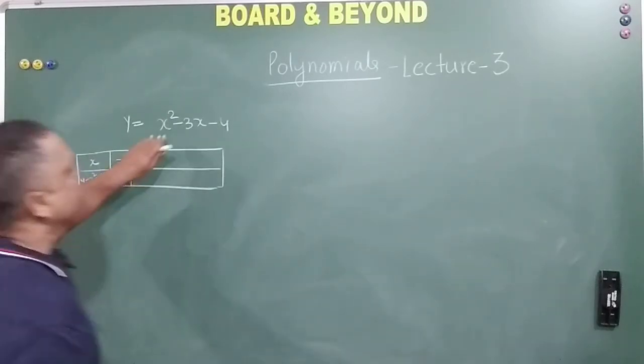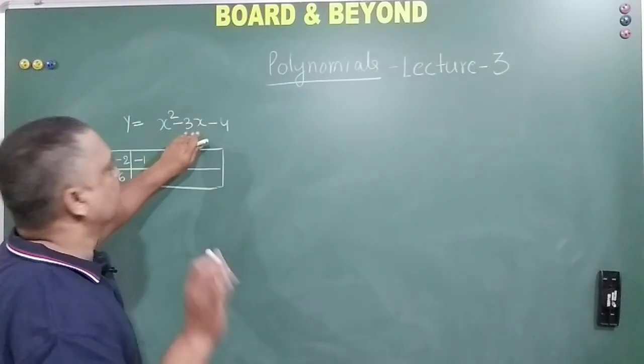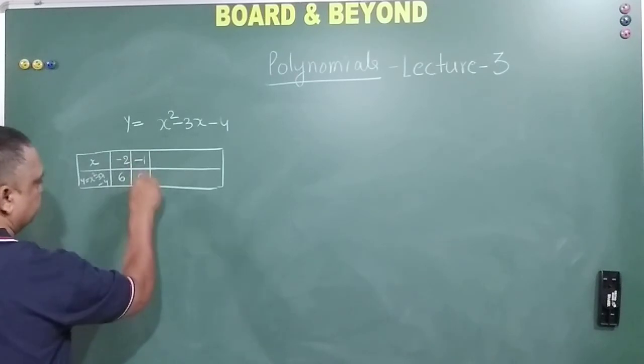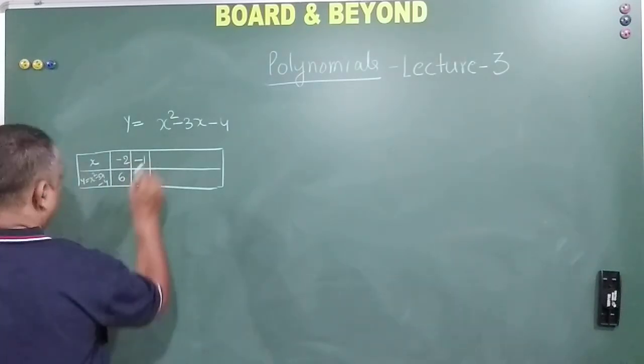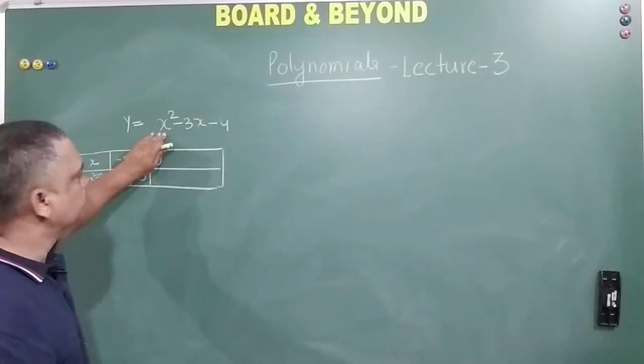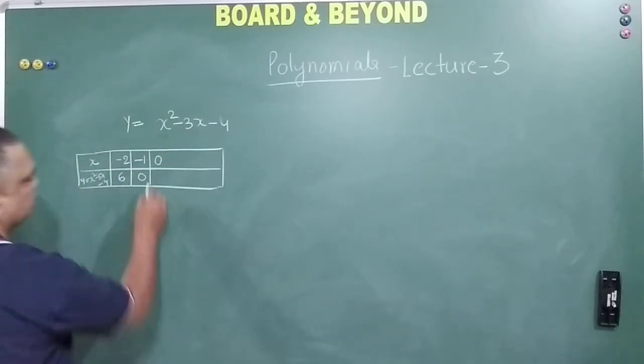If you place minus 1, this becomes 1. 1 plus 3 is equal to 4. Minus 4 is equal to 0. You are getting my point? When we put 0 here, this becomes 0. Minus 0 is 0 itself, minus 4.